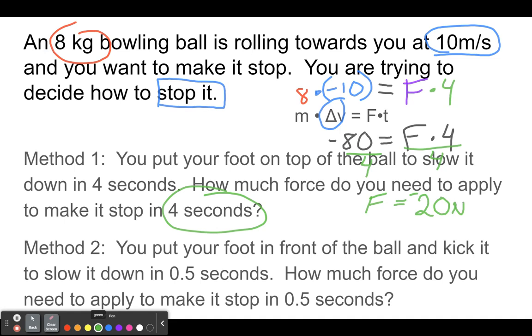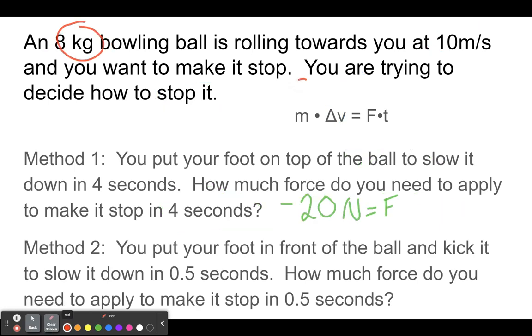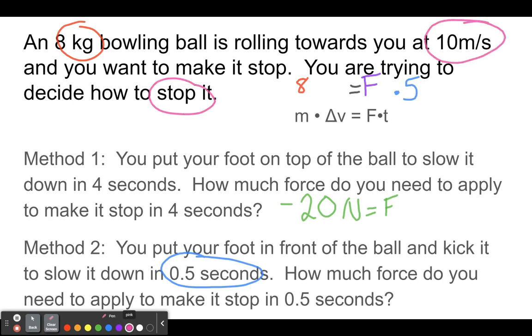But now we're going to use method 2. Method 2 says you put your foot in front of the ball and kick it to slow it down in 0.5 seconds. How much force do you need to apply to make it stop in 0.5 seconds? So again, my mass is 8. My time now is 0.5. I'm still trying to find my force. And my velocity is still, I went from 10 meters per second to stop, so that's going to be negative 10.